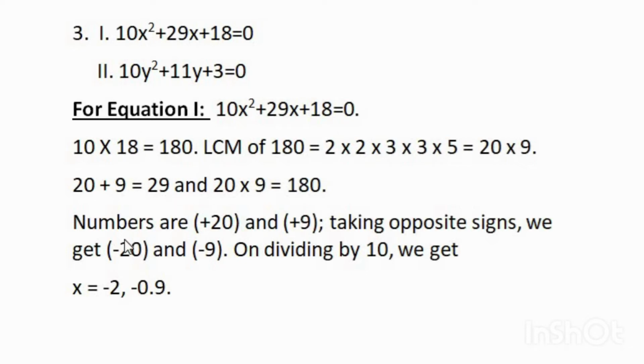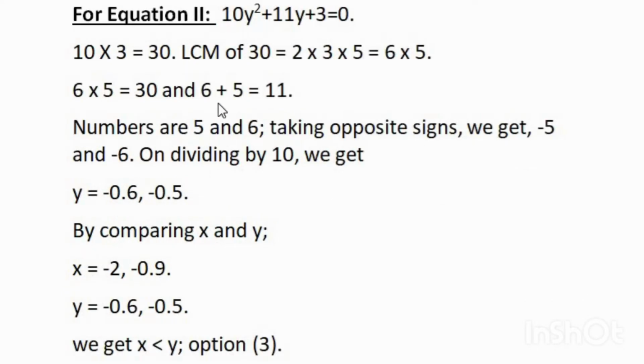Taking opposite signs we will get minus 20 and minus 9. Now dividing minus 20 and minus 9 by the x square term, which is 10, we will get minus 20 by 10, it is minus 2, and minus 9 by 10, it is minus 0.9. So the values of x are minus 2 and minus 0.9.